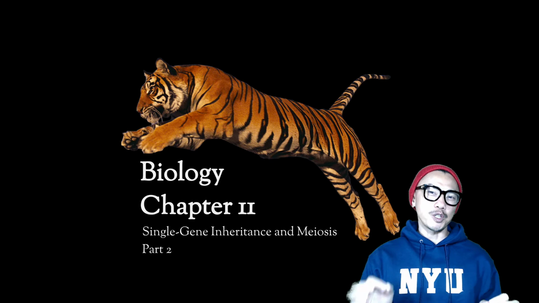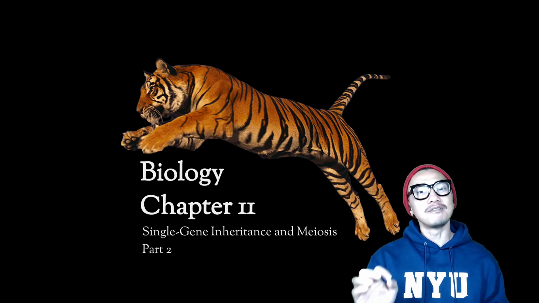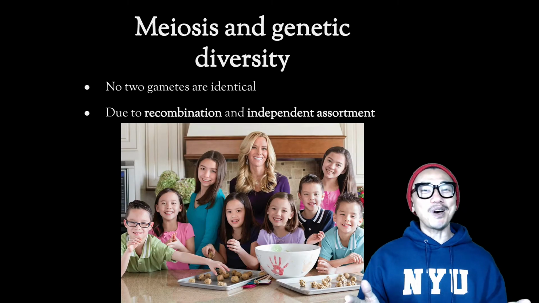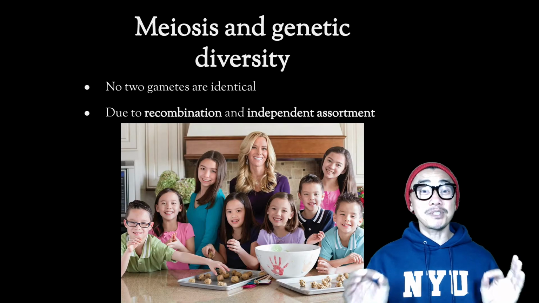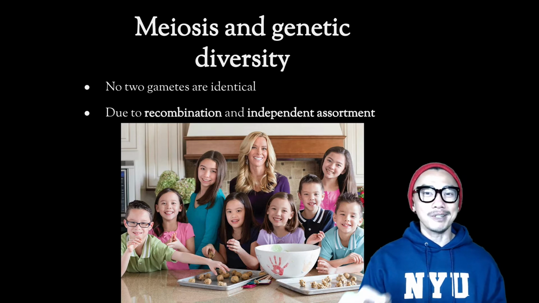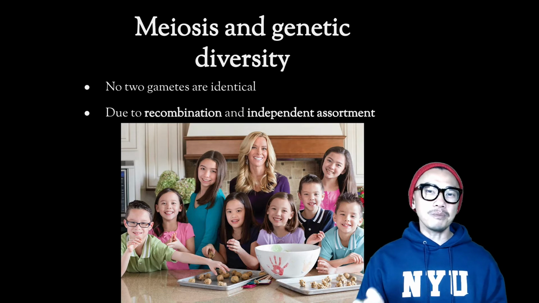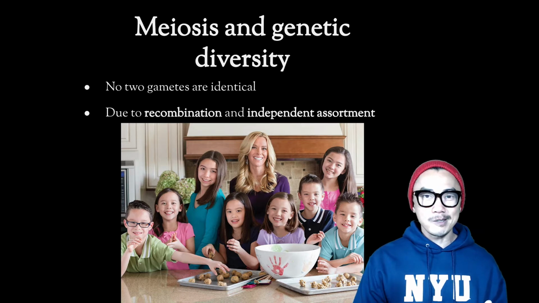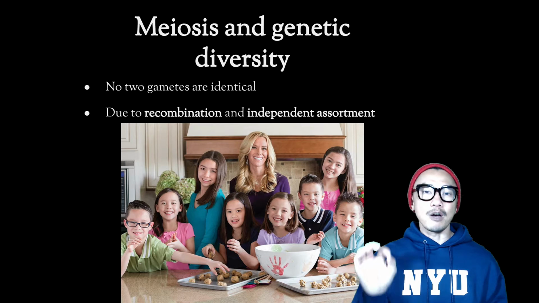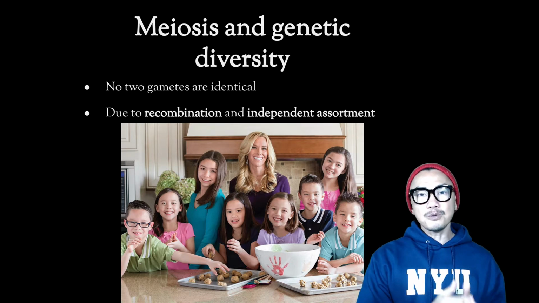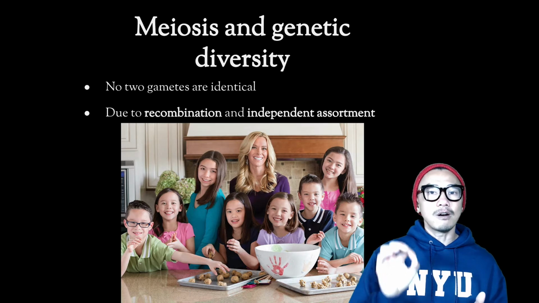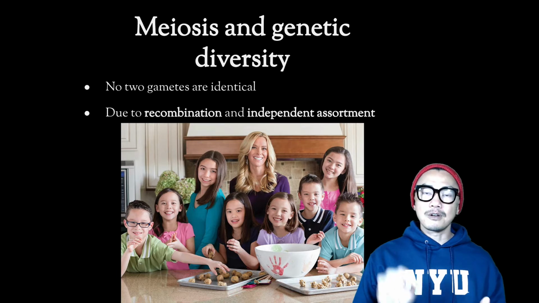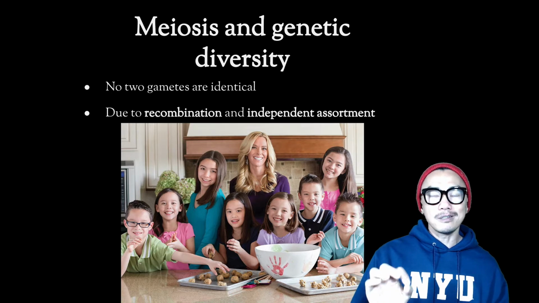Today we're going to continue with Chapter 11 and our discussion of single gene inheritance and meiosis. When we left off, we were talking about meiosis, a type of cell division that produces haploid gametes. Remember that haploid means having half the normal number of chromosomes, and gametes are sperm and egg cells. It's important to know that when gametes are produced, no two gametes are identical. They are all genetically unique. This is due to two factors, recombination and independent assortment.